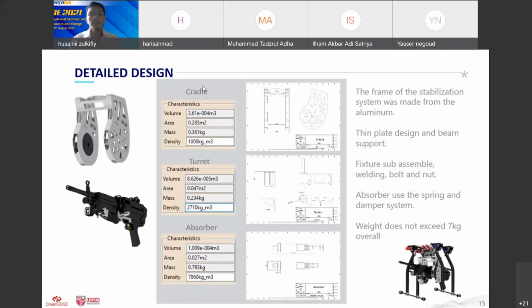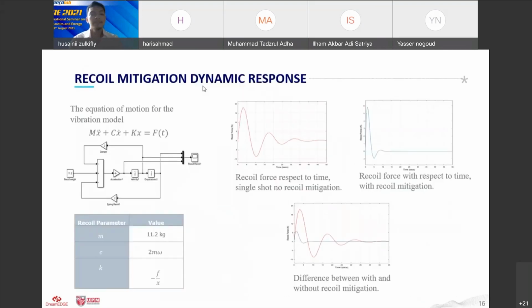So for example, as we mentioned before, we use the spring and damper, and out of all, we evaluate using the CATIA software. The weight does not exceed the 7 kilograms, as we mentioned as a requirement. So this is the dynamic response based on the single degree of freedom formula. So we developed a Simulink model.